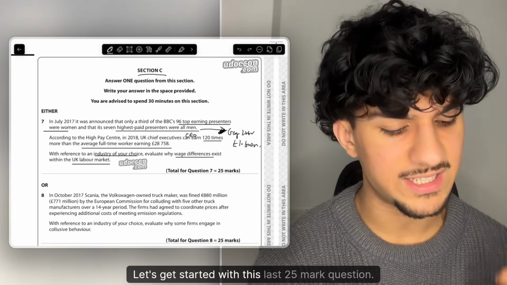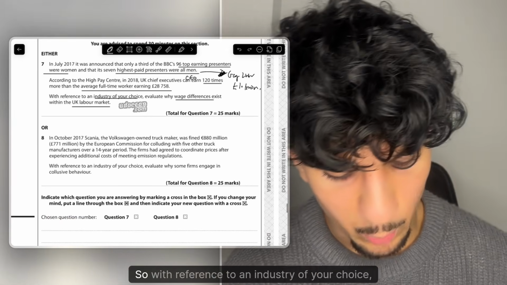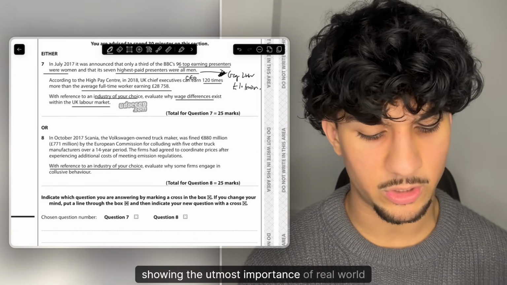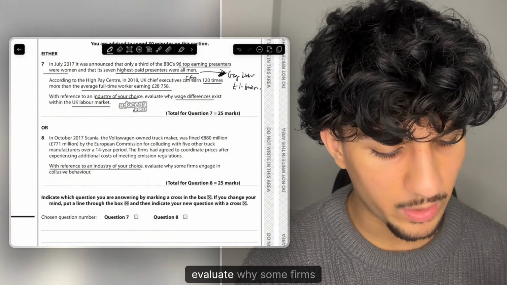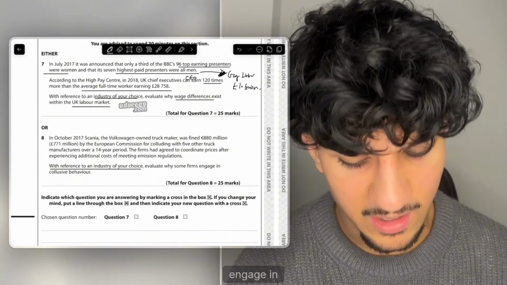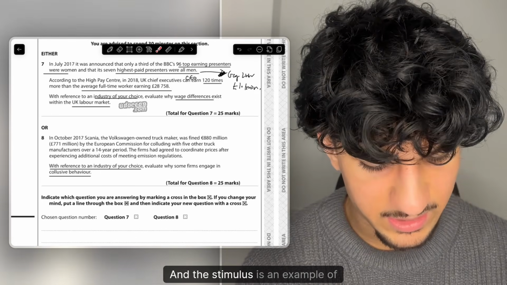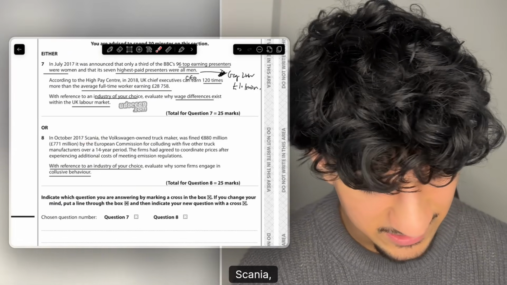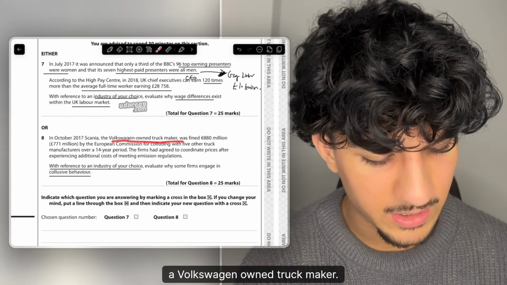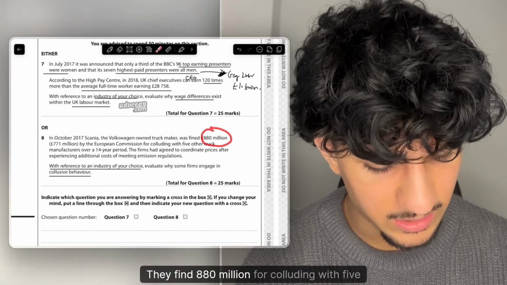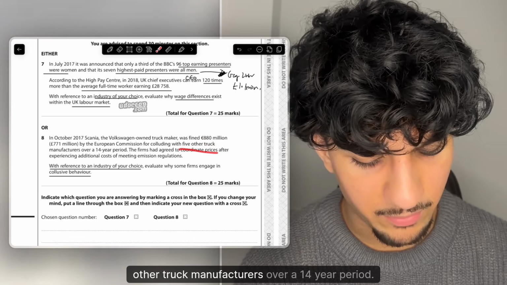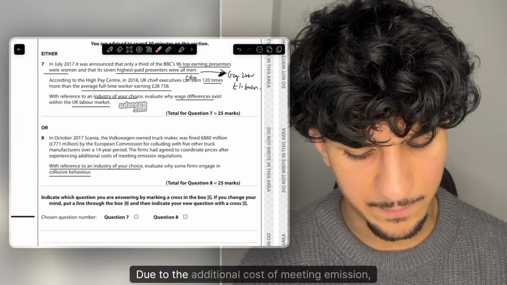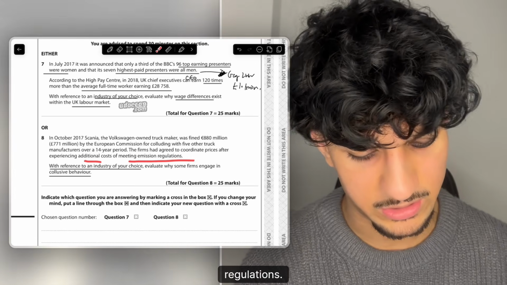Let's get started with this last 25 mark question. So, with reference to an industry of your choice, of course, showing the utmost importance of real-world application, evaluate why some firms engage in collusive behaviour. And the stimulus is an example of this firm, Scania, a Volkswagen-owned truck maker. They were fined 880 million for colluding with 5 other truck manufacturers over a 14-year period. And why did they do that? Due to the additional cost of meeting emission regulations.